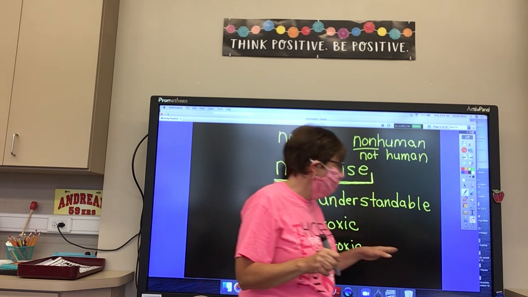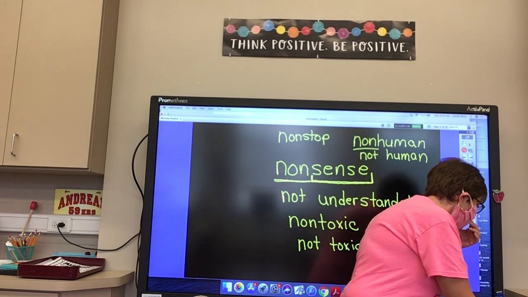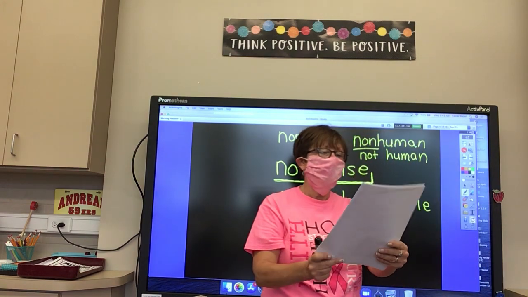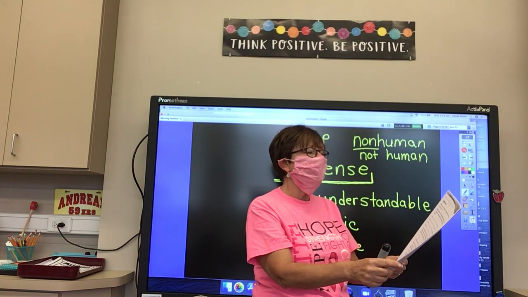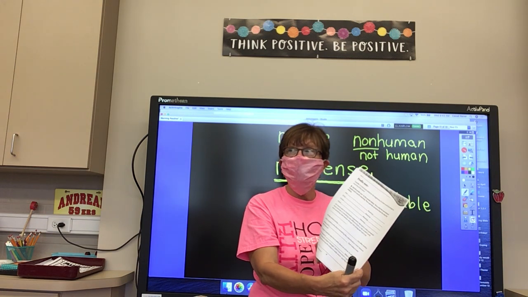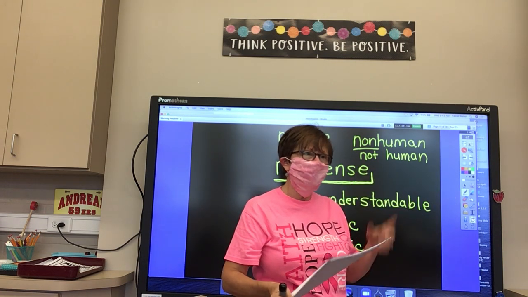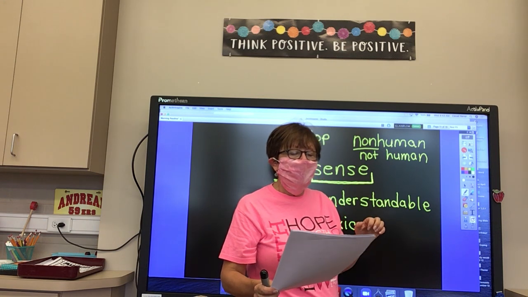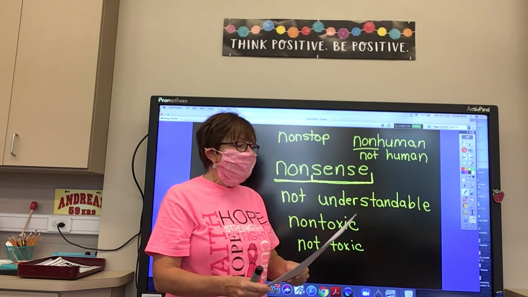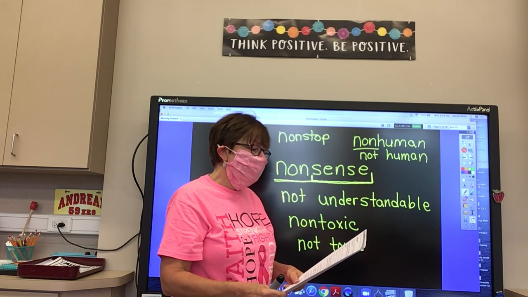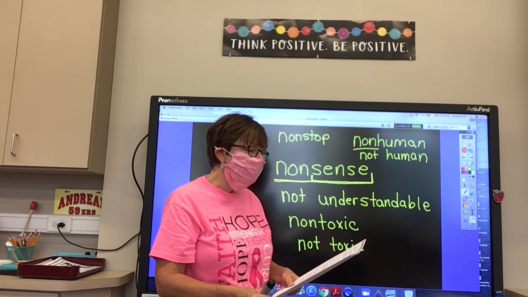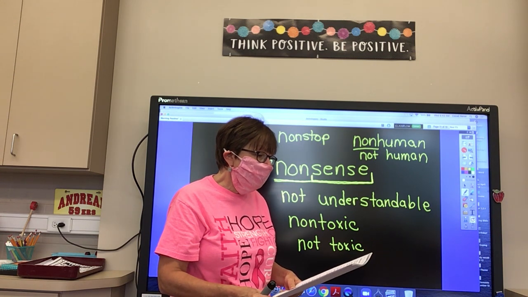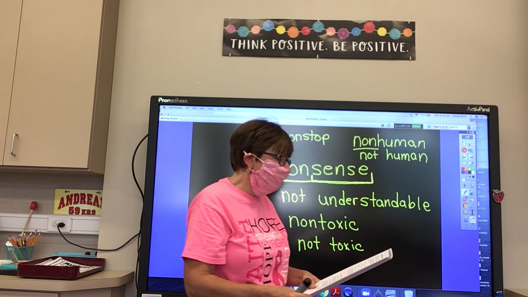So here's what we're going to do. We're going to practice with our prefix non. And it says, a prefix is a word part added to the beginning of a base word that changes the meaning of the word. We can never say that enough, so it sticks in our heads. Now here are our directions. Add the prefix non to the words below. Then write the new word and explain each word's meaning. Then use the words to finish the story that follows.